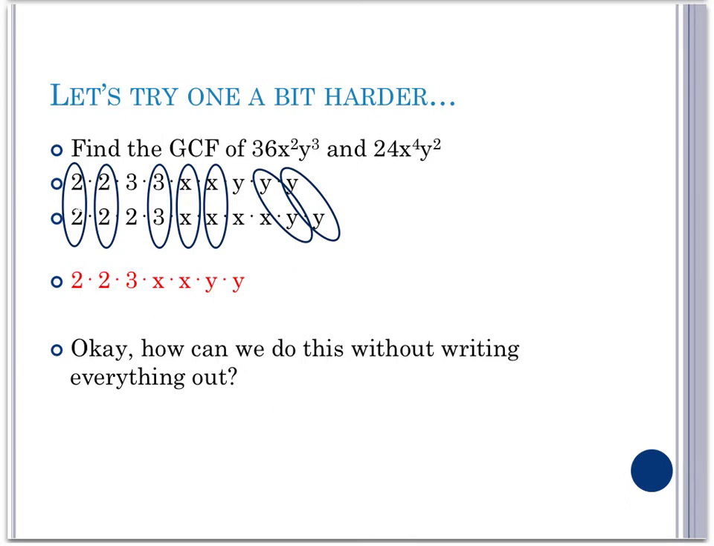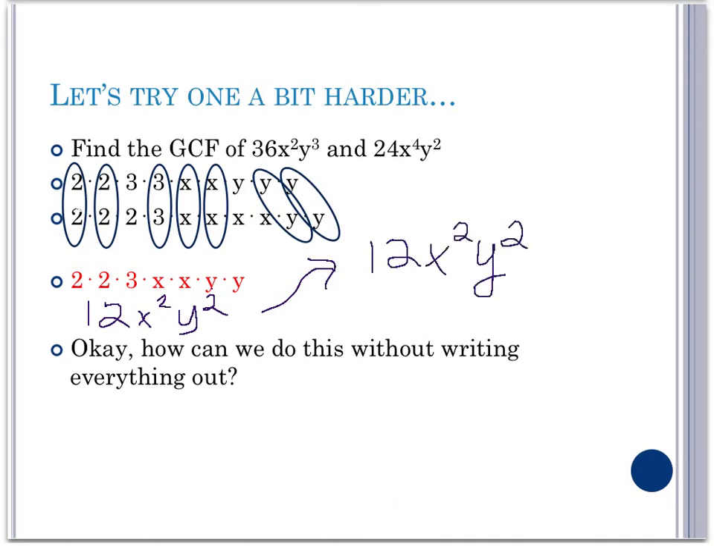Circling what's in common, I have 2 times 2 times 3, x times x, y times y. So in writing that out, 2 times 2 times 3 is 12. X times x is x squared. Y times y is y squared. So our greatest common factor is 12x squared y squared.